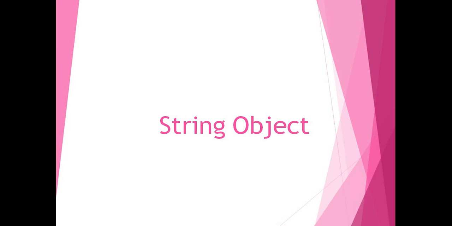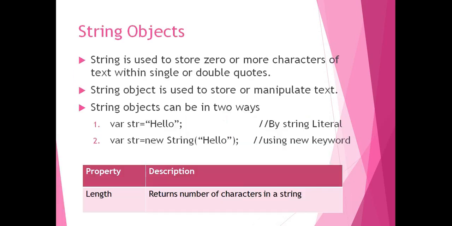The object that we have to see is the string object. String is used to store 0 or more characters of text within single quotes or double quotes. So single quotes or double quotes, they are going to work in the same way. The string object is used to store or manipulate the text. Whatever value is assigned to the variable will be stored or manipulated using the string object.